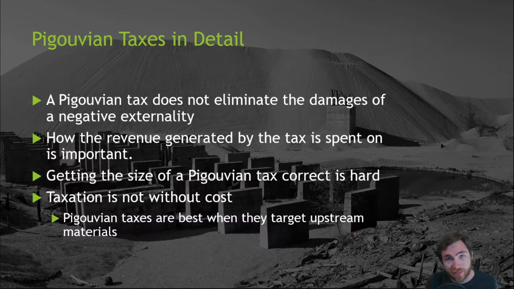And finally, taxation is not without its own costs. It's difficult to implement a Pigovian tax on every good that generates a negative externality. So in practice, what most economies that have instituted this sort of policy on a wide scale have done is they've focused on upstream materials that are used in the productive process of a bunch of different goods. So for instance, fossil fuels, right? That is a prime target for a Pigovian tax.